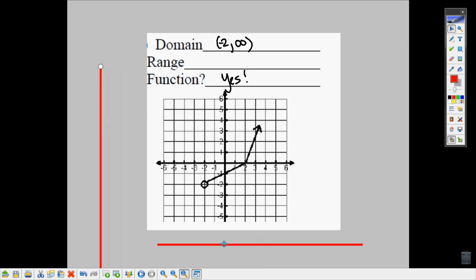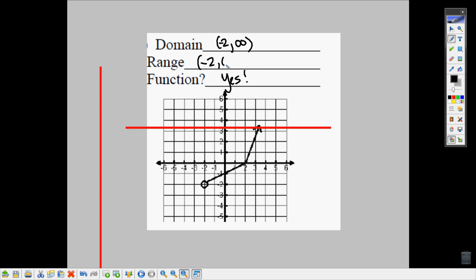Okay? For range, we come up from the bottom. The first y value I touch is -2, and again, it is not included because it has an open dot. Then we're going to come on up until we get to that arrow. Now that arrow is pointing in the positive direction for y, which means that our graph is going to continue on in the positive direction for the range.